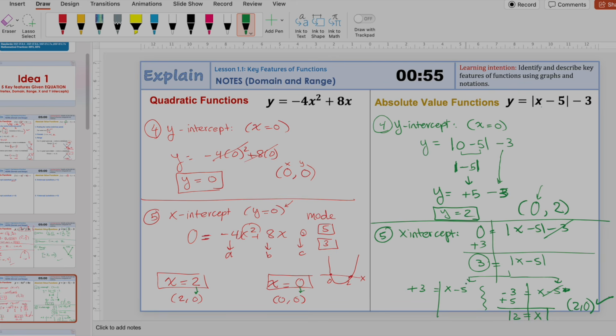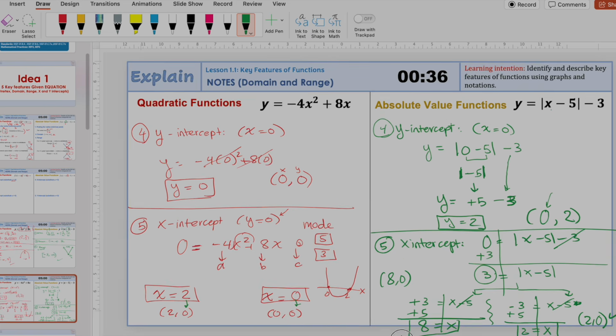Take the 5 here, it's going to be positive 5. Then x equals 5 plus 3, it's 8. So one time we're adding 3, one time we're subtracting 3. So I have a point when x is 8, the y is 0. So these are the 2 points. Done.